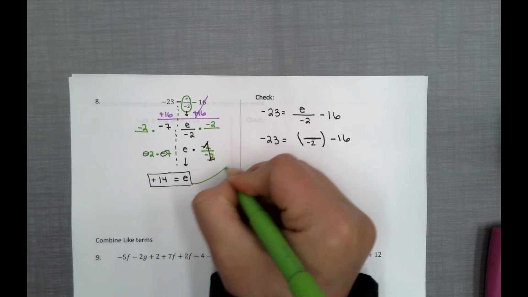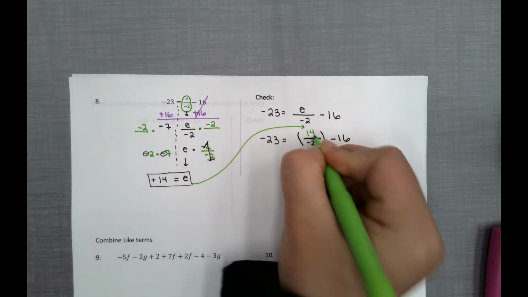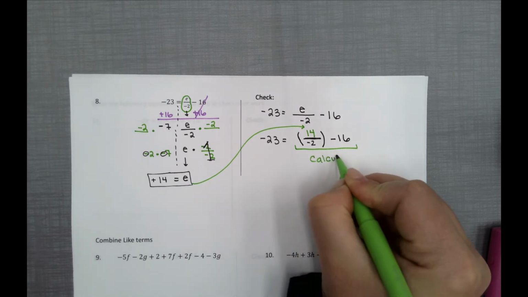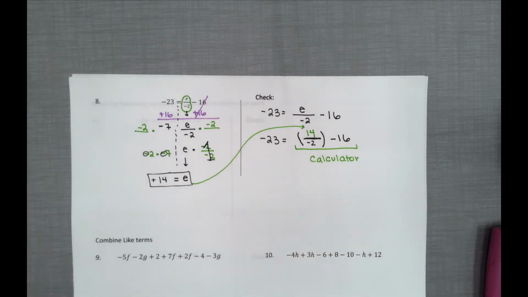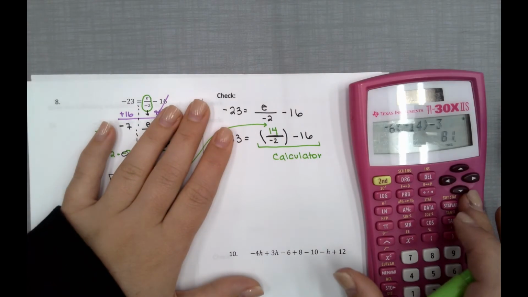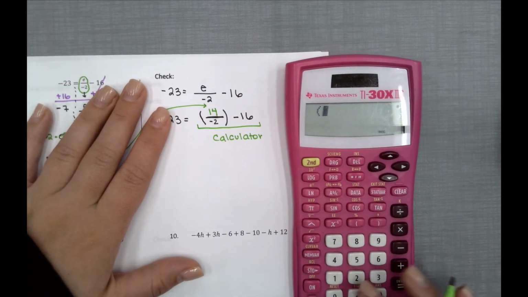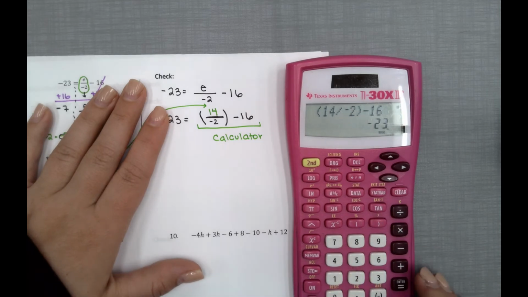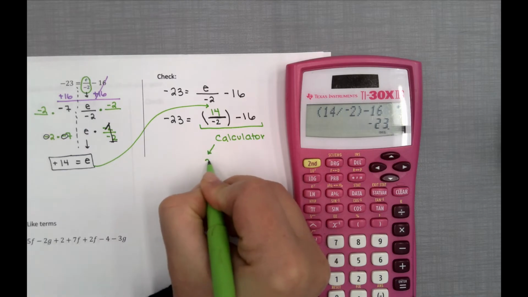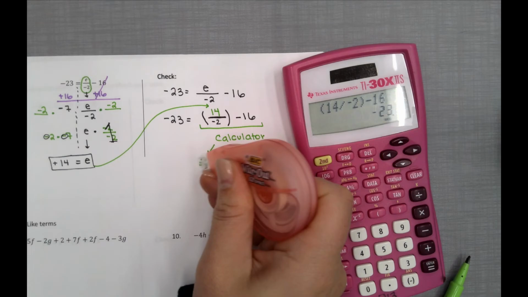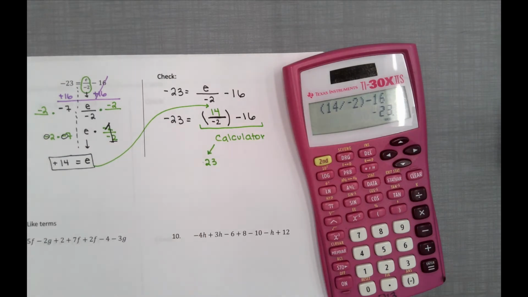Now, E was 14. So I'm going to type this into the calculator. You can do this with your brain, but this is a homework assignment, so I am allowing you to check your answers with a calculator. We got open 14 divided by negative 2, close it, minus 16. And make sure that the calculator gives you a negative 23. Let me go ahead and make sure I write a negative properly.